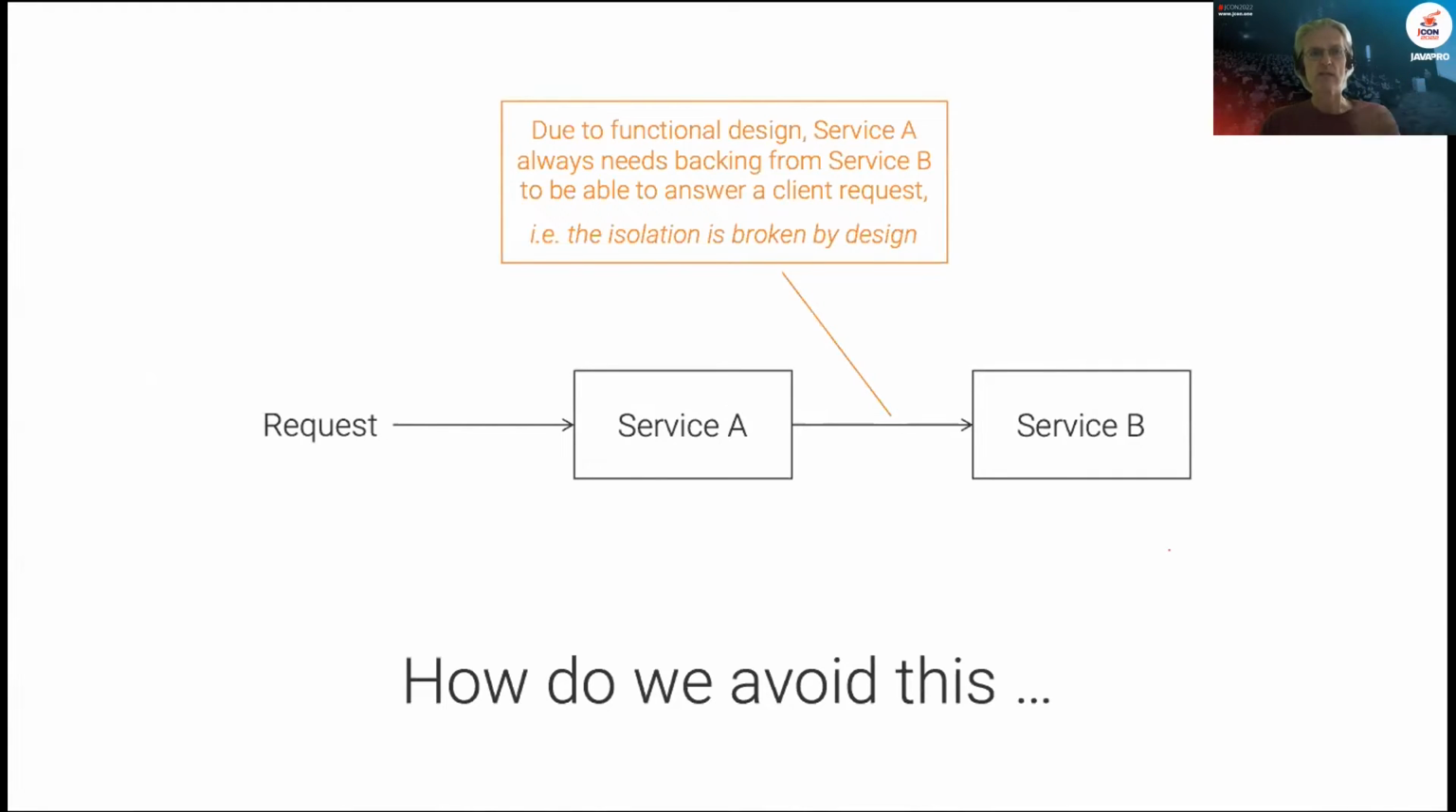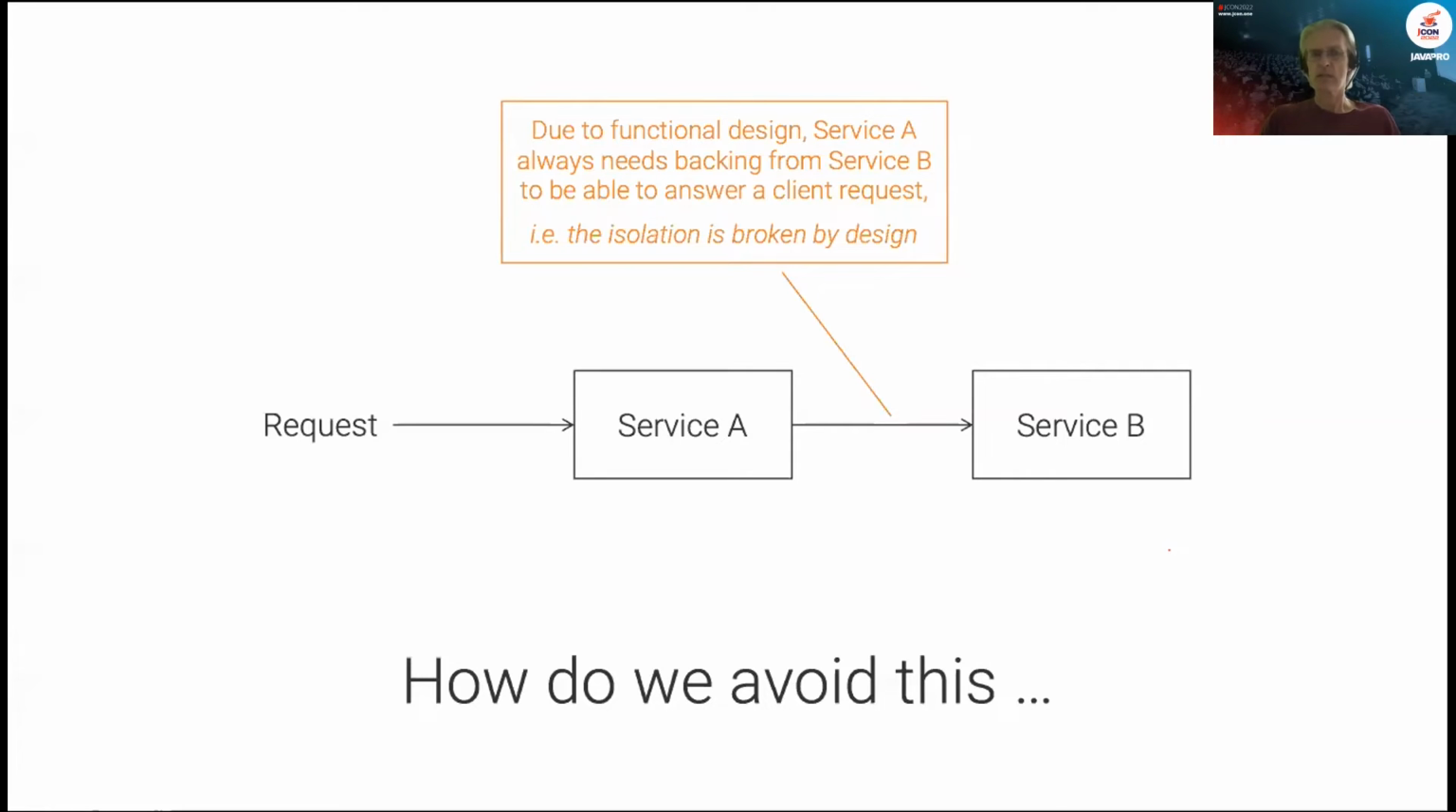And for answering that request, it needs to reach out to service B and ask that service for some information, in order to complete the external request. But if service B is down, service A cannot answer the external request without getting the response from service B. And if service B is down, service A is down. So we have broken isolation in that scenario. Bad thing. We don't want to have that.